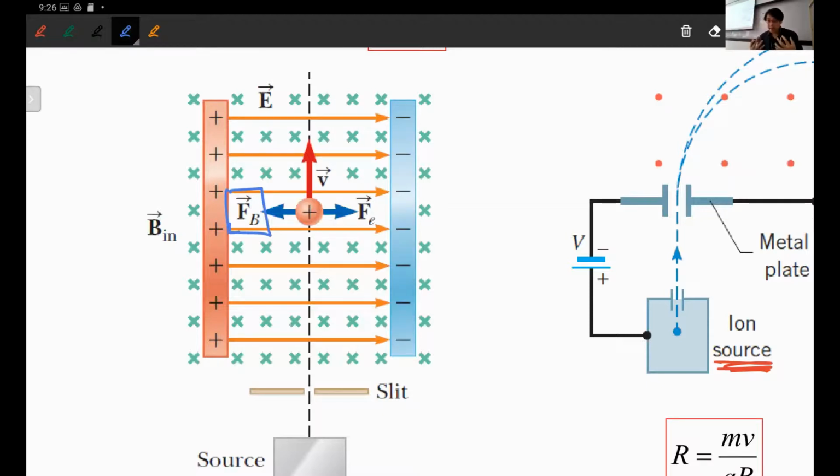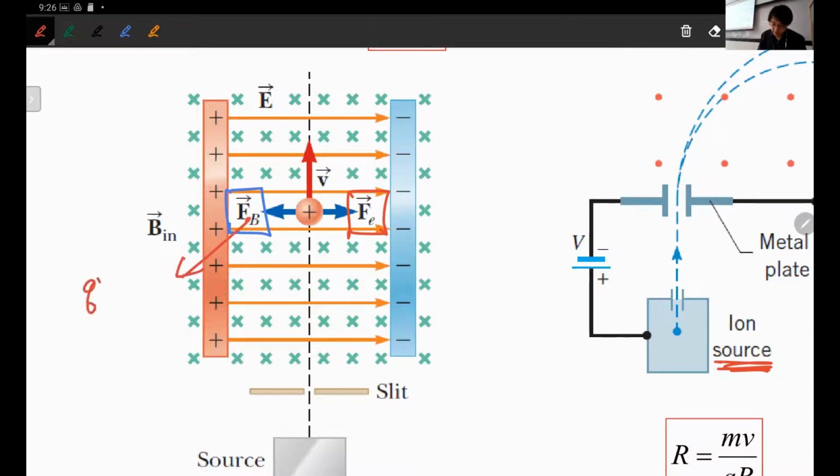Now, if I want this charge to actually go up straight, I have to balance this force with another force. The way to do that, because this particle has a charge, is to think of it like a capacitor. I have the positive plate on the left and the negative plate on the right. So this gives an electric force pointing toward your right. By having this, I can balance the force acting on this charge using the magnetic force.